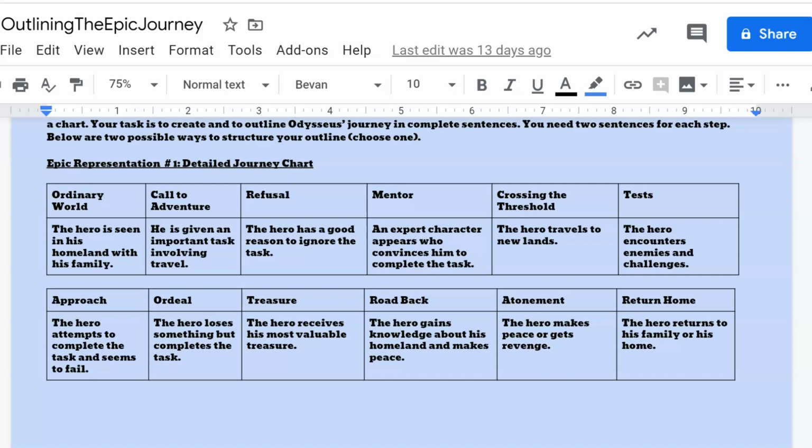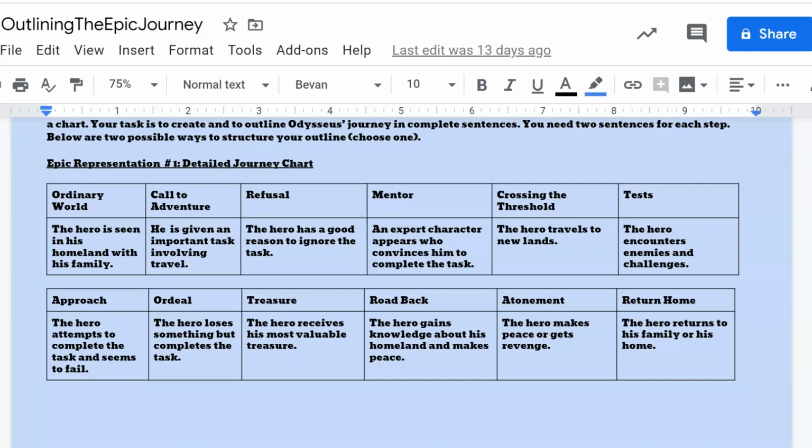So it starts with ordinary world. The ordinary world is where the hero is seen in his homeland with his family, wherever he happens to live and whoever he happens to live with. Then there is a call to adventure. He is given some very important task where he has to travel from that homeland, usually very far away, to accomplish some goal. Normally there's a refusal, not always.